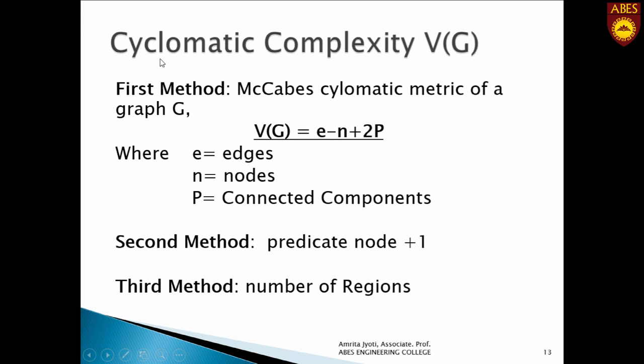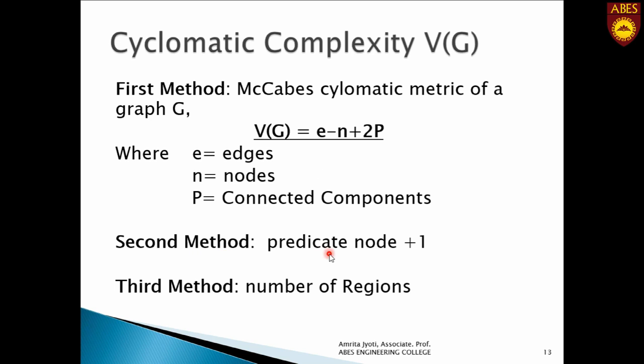Cyclomatic complexity, in the respect of basis path testing, defines the number of independent paths in the DD path graph. There are three methods to find the cyclomatic complexity. The first method is E minus N plus 2P. It's a very simple method. Calculate the number of nodes and the number of edges in a DD path graph and find the cyclomatic complexity.